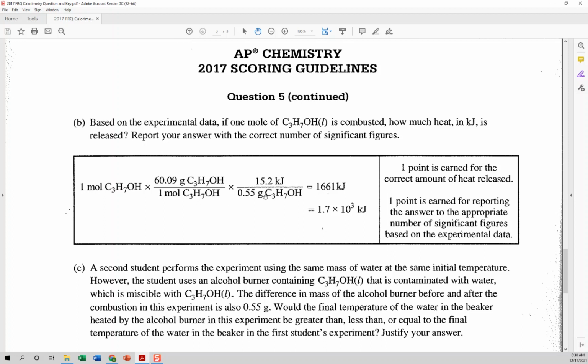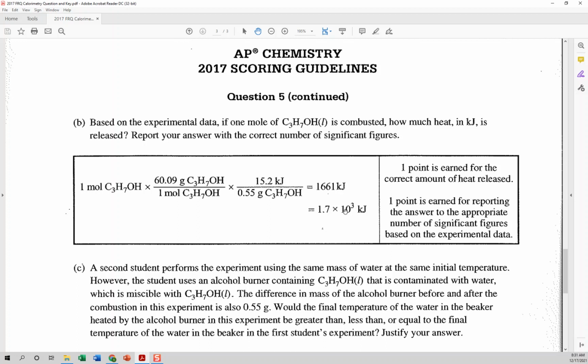The way I would be thinking to do it is take 0.55 grams of propanol, divide by the molar mass of propanol. So I would have done 0.55 divided by 60.09. That would give me moles of propanol. And then I would have taken the 15.2 and divided by the moles. And it would come out to be the same number. But anyway, that gives you this much kilojoules, 1,661 kilojoules. But we have to report it to 2 sig digs.